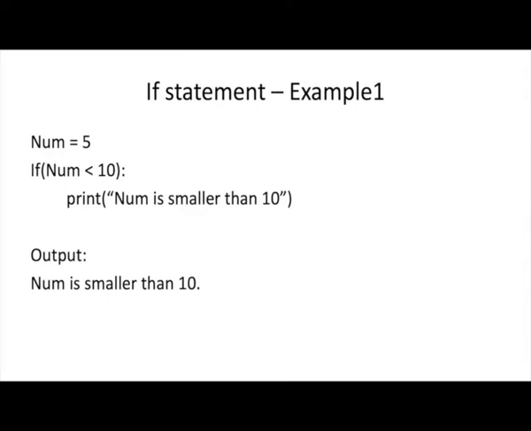Let us assign the number 5 to the variable called num. Next, you have to check if the value of num is less than 10. If the condition becomes true, then the statement after the colon, that is the print statement, gets executed and the string inside the print statement will get displayed. For example, here the value assigned is 5. The condition checks if num is less than 10. Yes, the condition becomes true, 5 is less than 10. Therefore, the output will be num is smaller than 10.